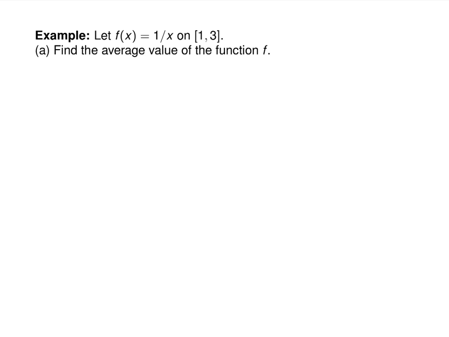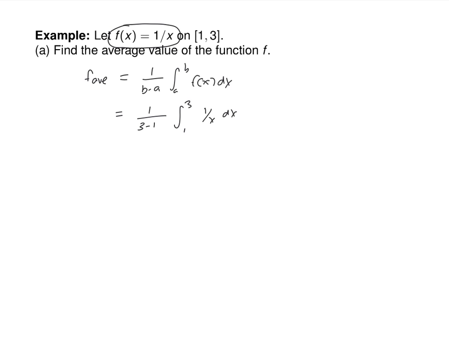So first we need to find the average value. We're going to find the average value of 1 over x on the interval from 1 to 3. So f av is 1 over b minus a, integral a to b f of x dx. So 1 over 3 minus 1, integral 1 to 3 of 1 over x dx. So that's 1/2 ln absolute value of x from 1 to 3, or 1/2 (ln 3 minus ln 1). And since ln of 1 is 0, this is 1/2 ln of 3.